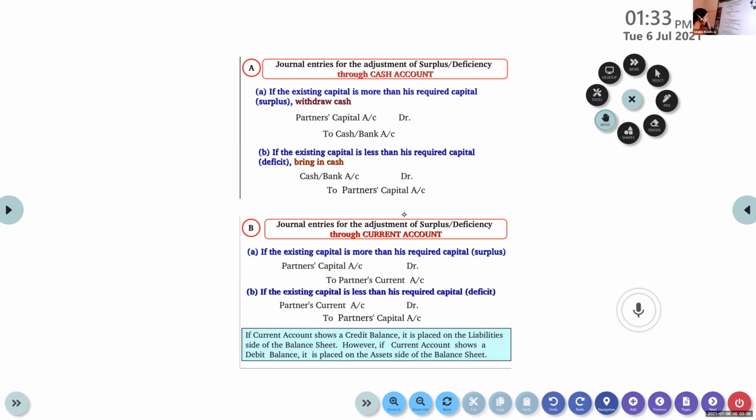If the existing capital is less, then partners current account debit to partners capital account. In the earlier case, we used the term cash account. Here it is the partners current account. That is the only difference.